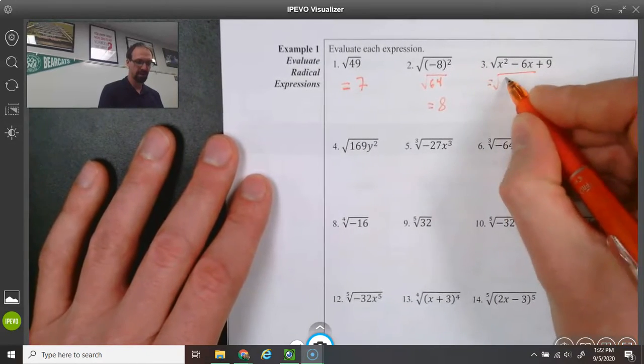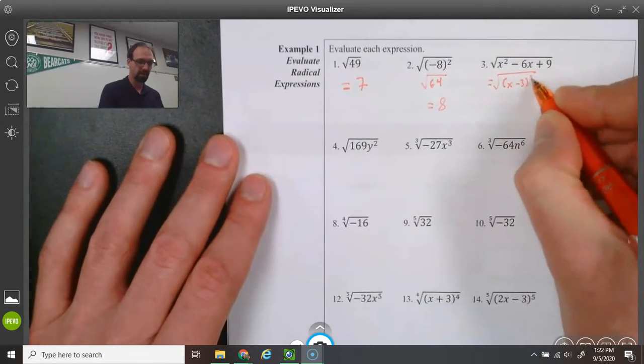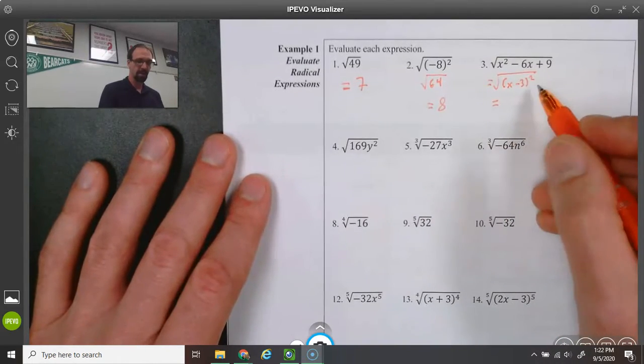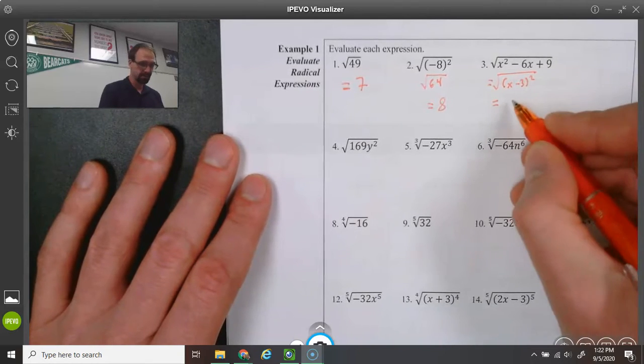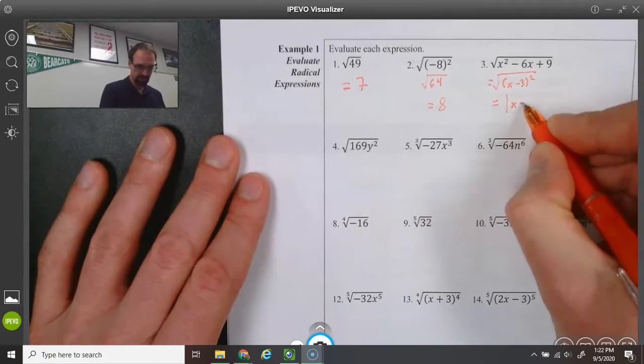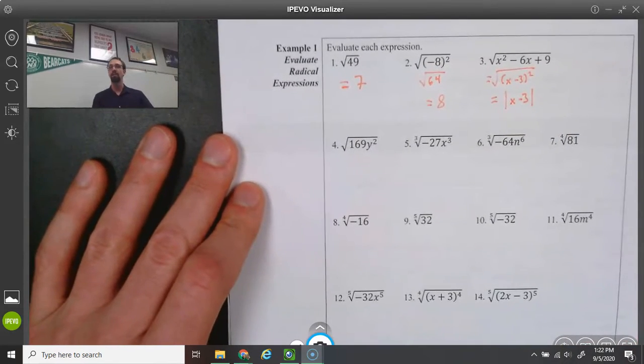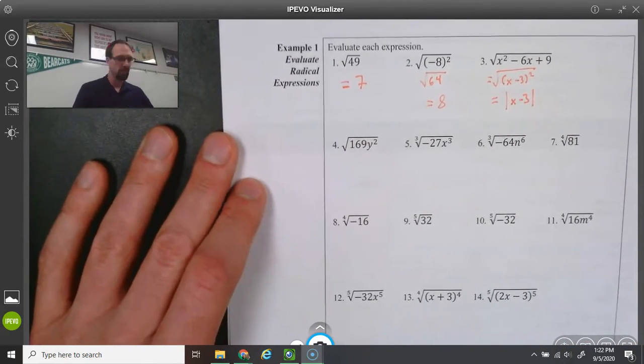The next one, number 3, we can actually factor this. It becomes x minus 3 quantity squared. And so when I take the square root of x minus 3 quantity squared, we get x minus 3. And because this contains a variable, we resolve this with the absolute value as well.